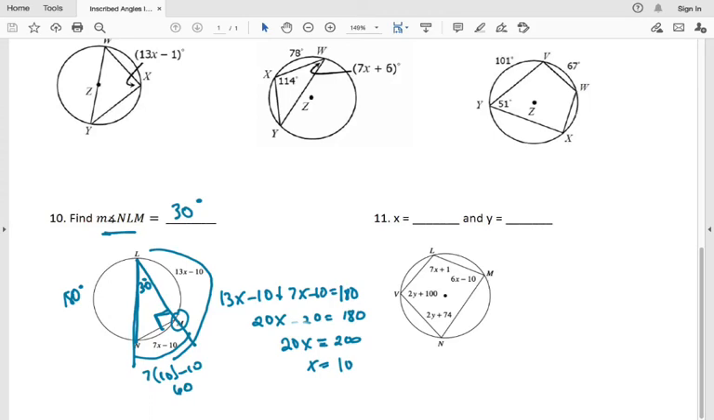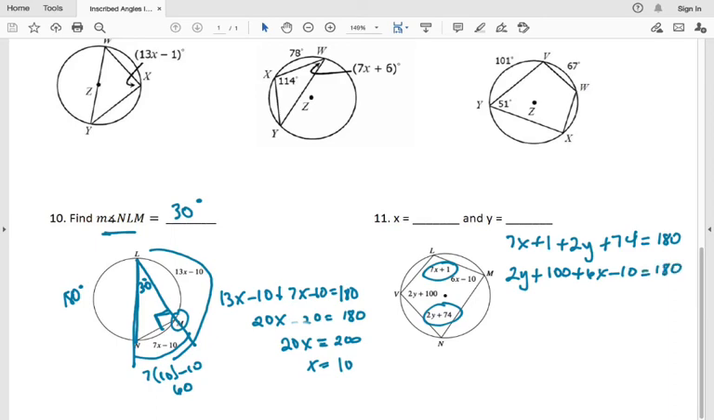All right, on this one, now we're going to have a system of equations. I know you love those. So opposite angles are supplementary if it's a quadrilateral inscribed inside of a circle. So that means that 7x plus 1 plus 2y plus 74 equals 180. That equation has two variables, therefore you need a second equation. So the other two angles are also supplementary because they're opposite angles. So 2y plus 100 plus 6x minus 10 equals 180.